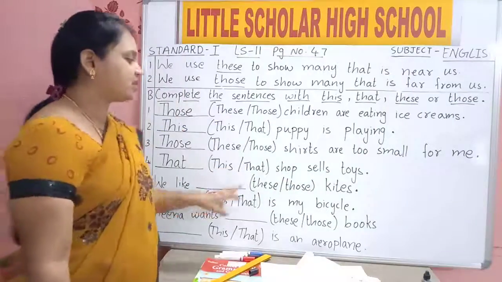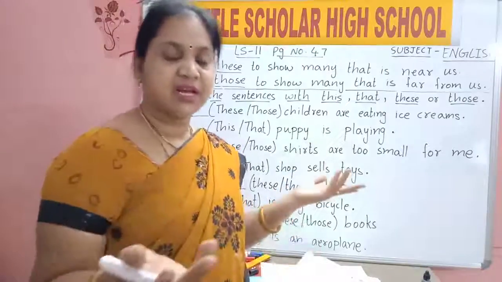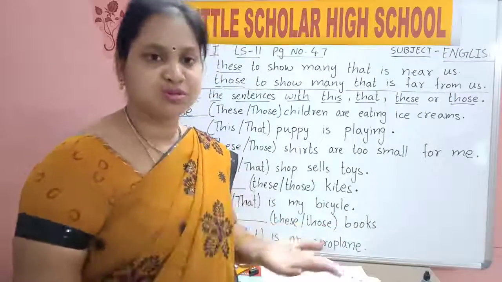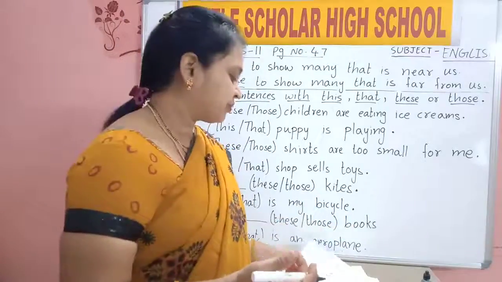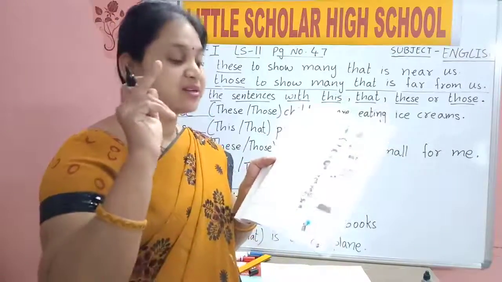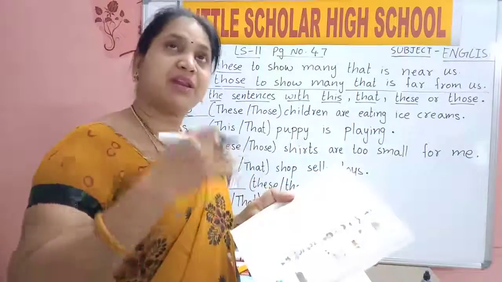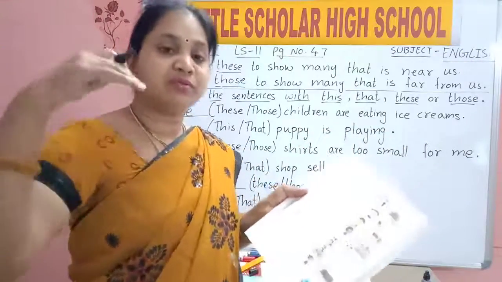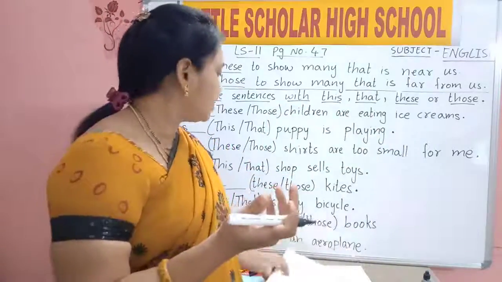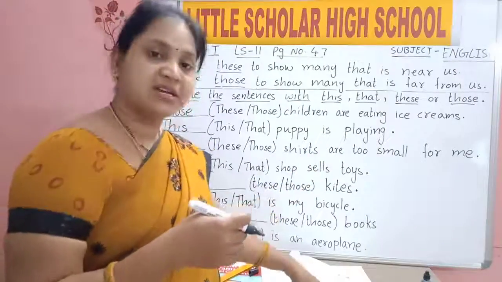We like dash kites. We like these kites, those kites. Kites are many. So these and those are also correct. If you can see here, these kites are a little closer to them, so they are pointing out to the kites and saying these kites. If the kites are an aeroplane, where will the aeroplane be? Very up. So what should we say? That. But here the kites are a little closer, so we will use these or those. Both are correct.